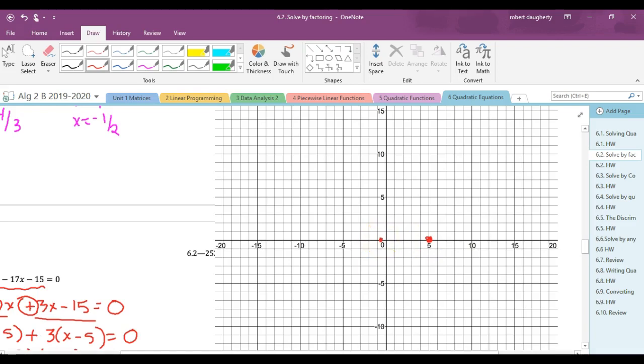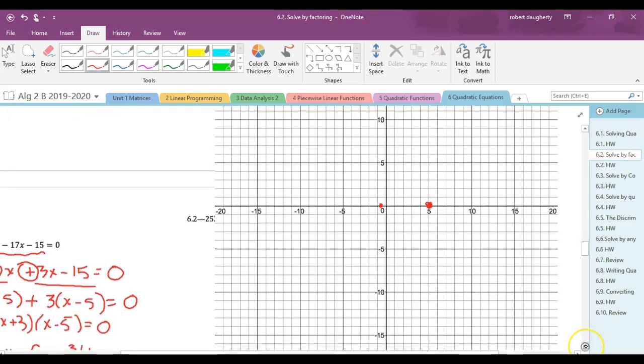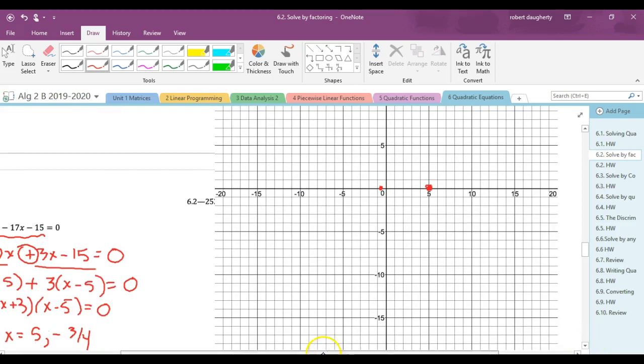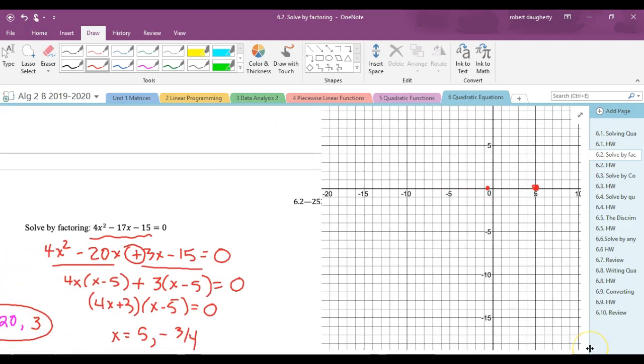Where's the y-intercept for this parabola? Negative 15. So negative 15 is the y-intercept, which is right here, okay? This parabola opens where? Up or down? It's going to open up. How do I find the axis of symmetry? It's going to be 17 over 2 times 4, 17 over 8, which is 2 and 1/8. So somewhere over here is an axis of symmetry.